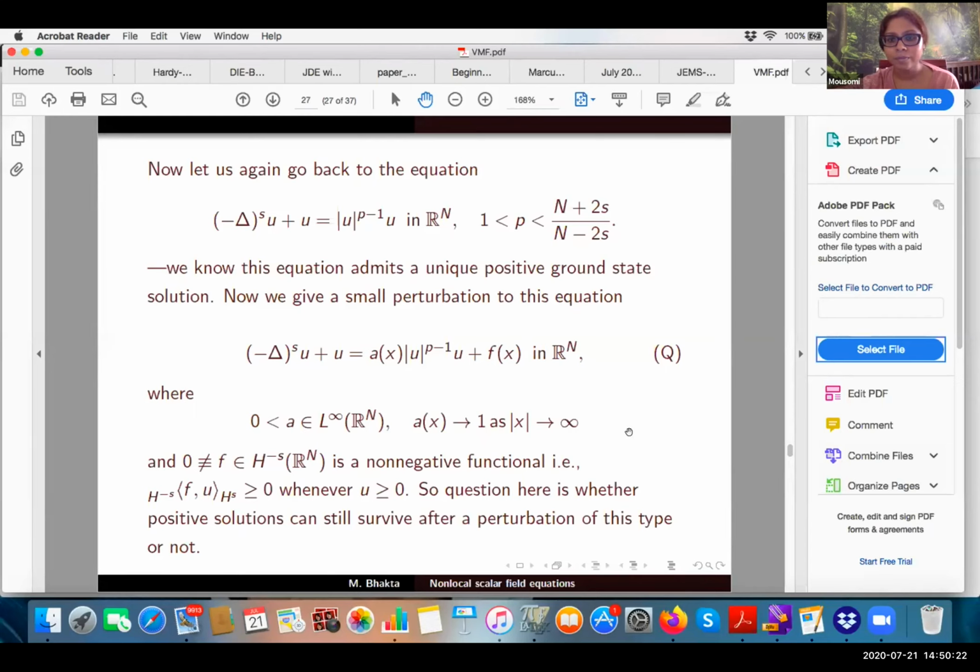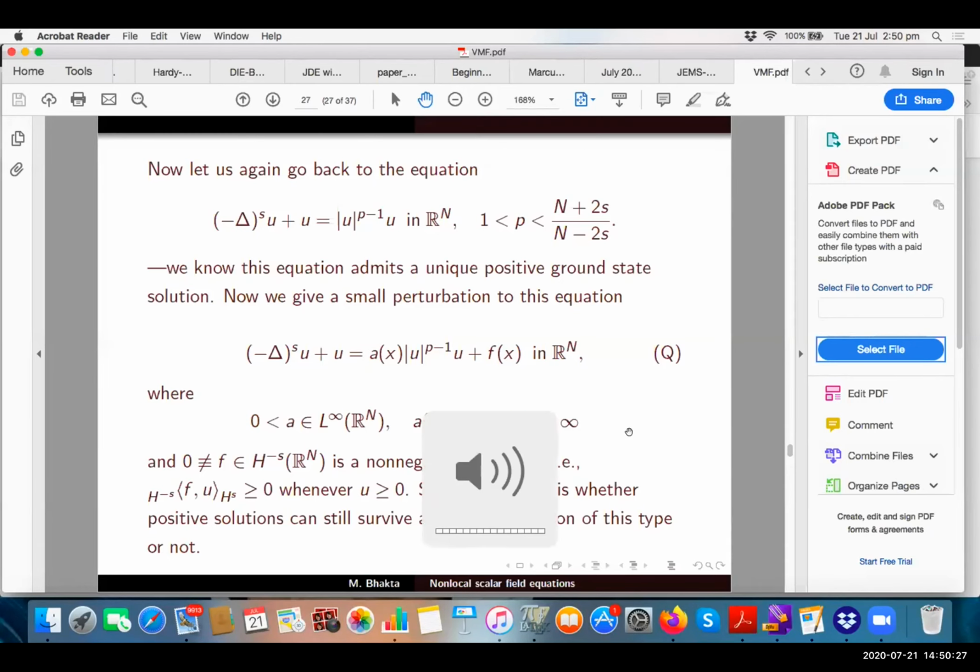Hello, this is Sudhakar Chaudhary. I have one doubt, I don't know how meaningful it is. The PDE which we are considering is in R^n. So what about if we consider these types of PDE in a bounded domain?